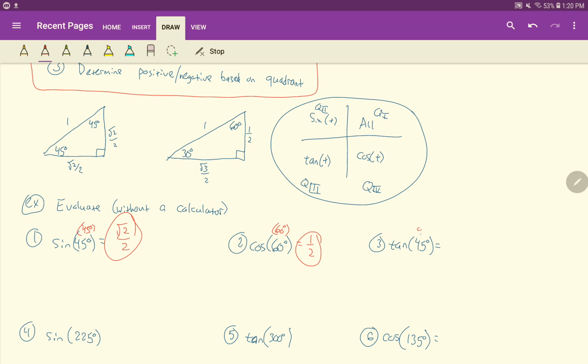Okay, so these first 3 I made kind of easy because I wanted to make sure we get our feet under ourselves before we get to the more difficult ones. The other ones aren't going to be that difficult, but also the reference angle is 45 degrees. Again, that's the angle that's in the first quadrant there.